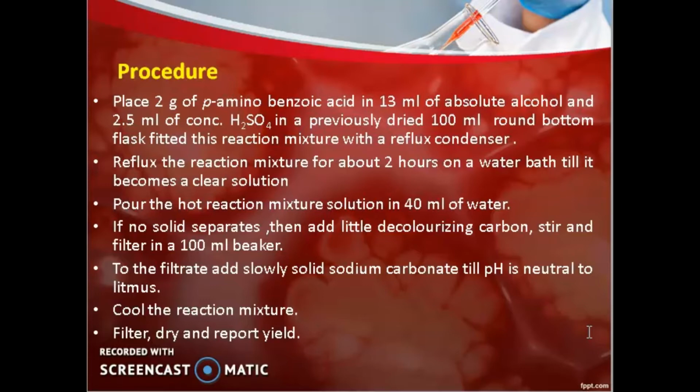Pour the hot reaction mixture into 40 ml of water. If no solid separates, then add a little decolorizing carbon, stir and filter in a 100 ml beaker. To the filtrate, slowly add solid sodium carbonate till the pH of the reaction mixture becomes neutral to litmus. Cool the reaction mixture, filter, dry it and report the yield.